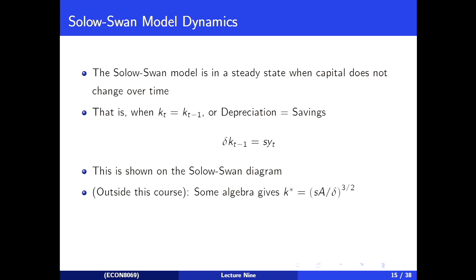So we're looking for something where depreciation and savings are equal, and so we can go to our graph and we can draw the equation for depreciation. We can draw a depreciation equation, which is just delta times K, and so we get something like this. This is delta times K. Depreciation rate multiplied by the level of capital.